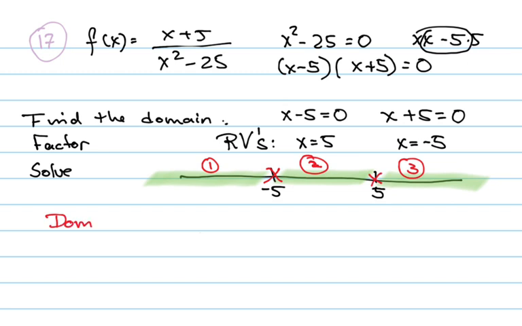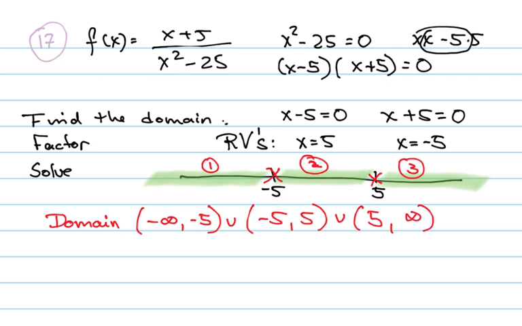So the domain would be, does anybody want to try? Negative infinity to -5 union, -5 to 5 union, 5 to positive infinity. You got it. Beautiful. Here you go. So a 3-part domain.